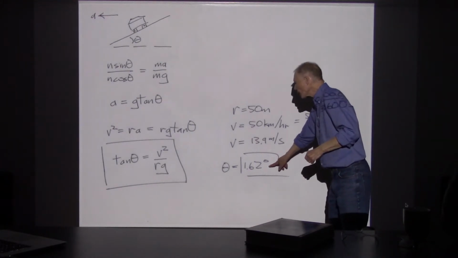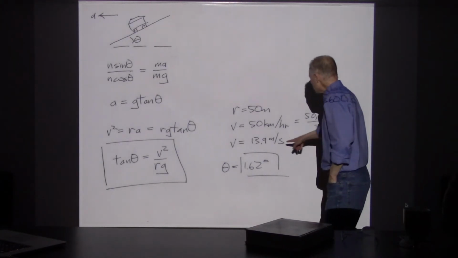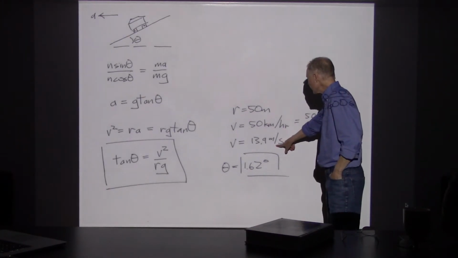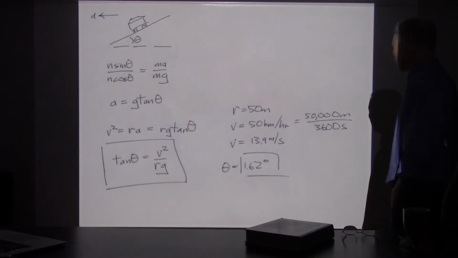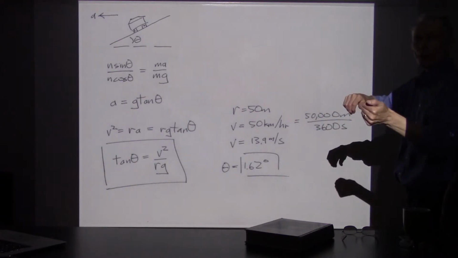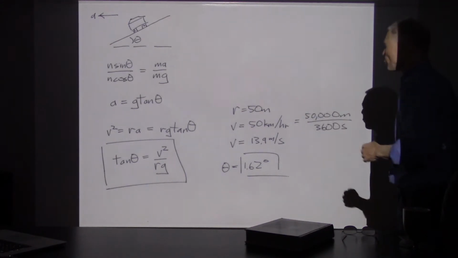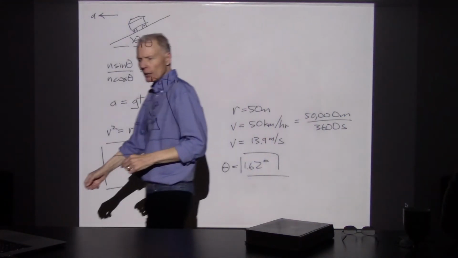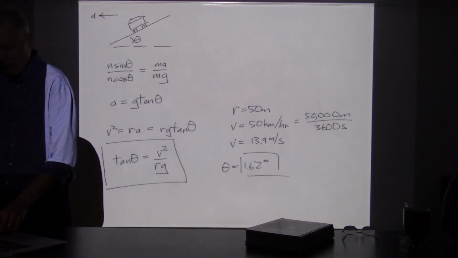Now, putting all the numbers in, I converted this into meters per second. I got a very modest banking angle, 1.62 degrees. I wasn't going super fast. This is only 13.9 meters per second, so that is 30, 35 miles an hour. But it's a 50-meter radius on the turn, so it's not like I'm going around a sharp turn. I'm out in the countryside with a very gentle curve, and so I only need like a degree and a half to bank the roadway to make that happen.